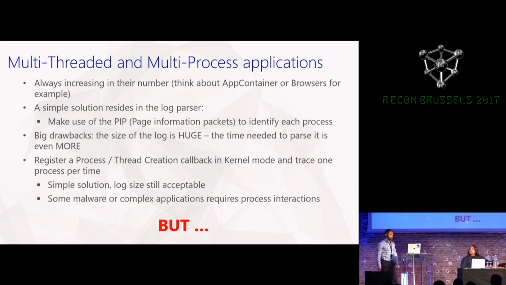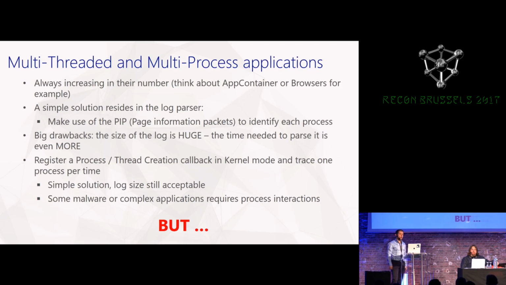To overcome that, we can identify the paging information packets of each process and use processor trace, instructing it to filter by CR3. But we have a big drawback because the size of the log is huge. I mean, in that way you trace all the processes that run in user mode, all the loader code and whatever. And this is a problem.